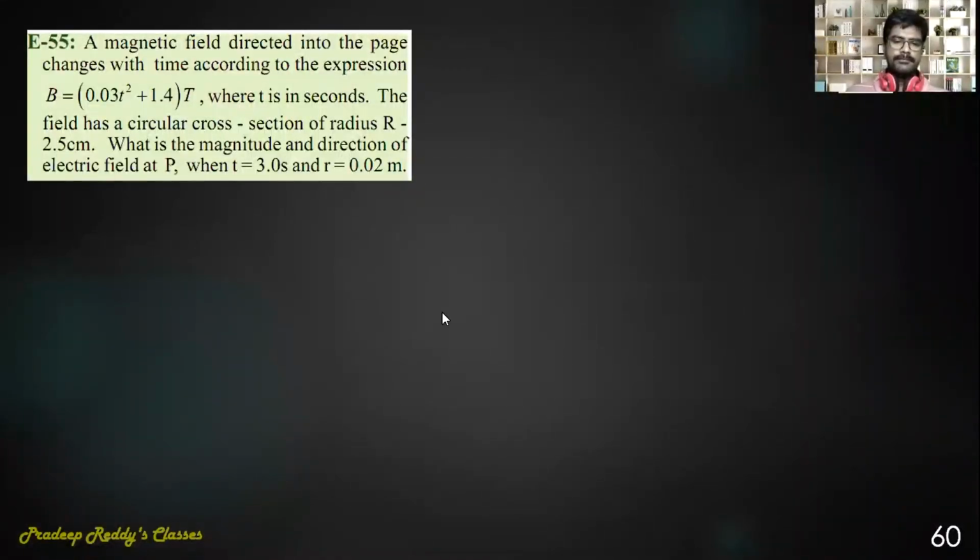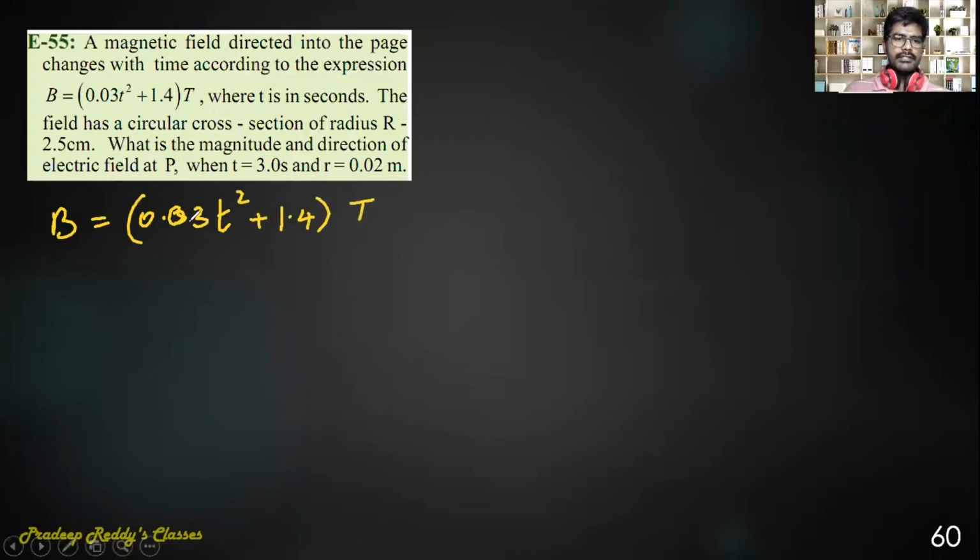Next problem. A magnetic field directed into the page changes with time according to the expression. Here the magnetic field is variable with respect to time, that is mentioned here: 0.03 t square plus 1.4 Tesla. When t is equal to 0, magnetic field B is 1.4 Tesla. When t is equal to 1 second, it is 1.43 Tesla. As time is variable, the magnetic field is also variable.